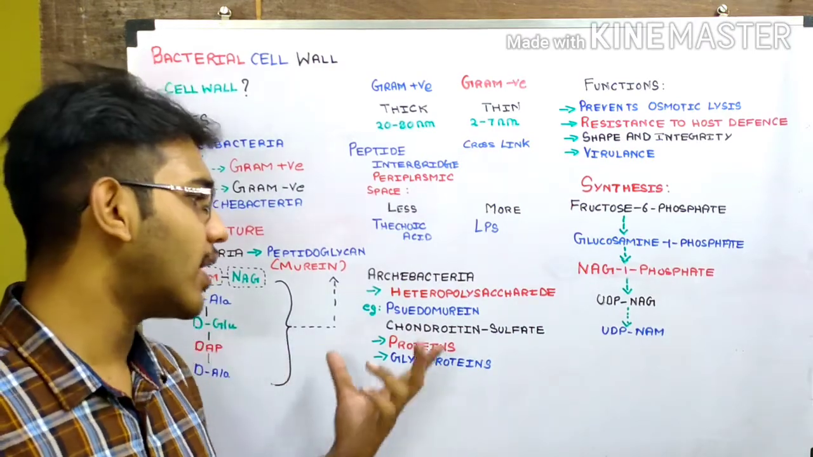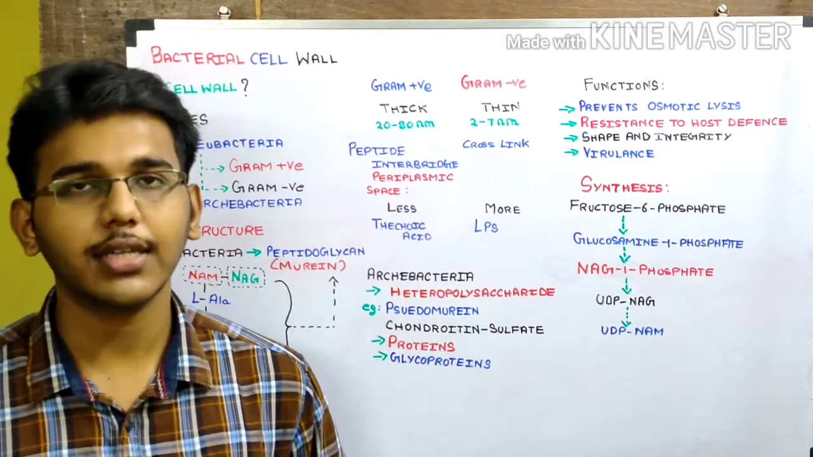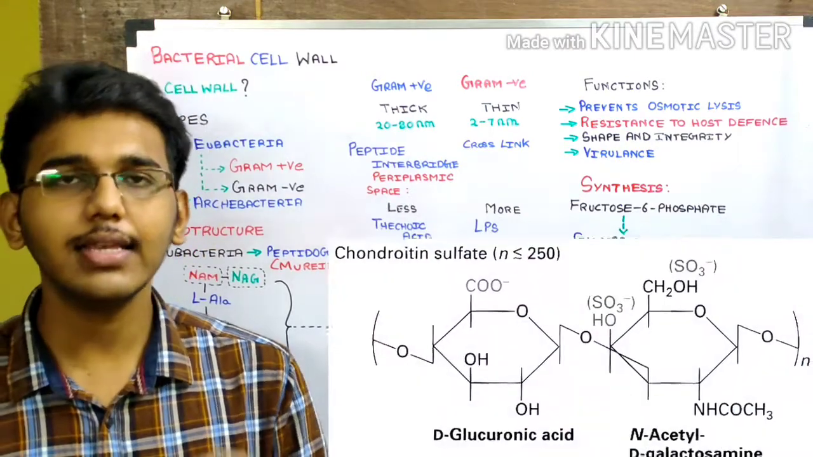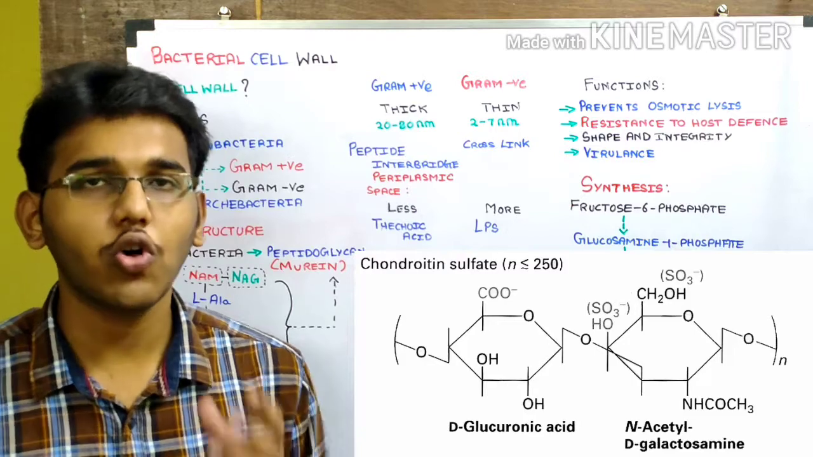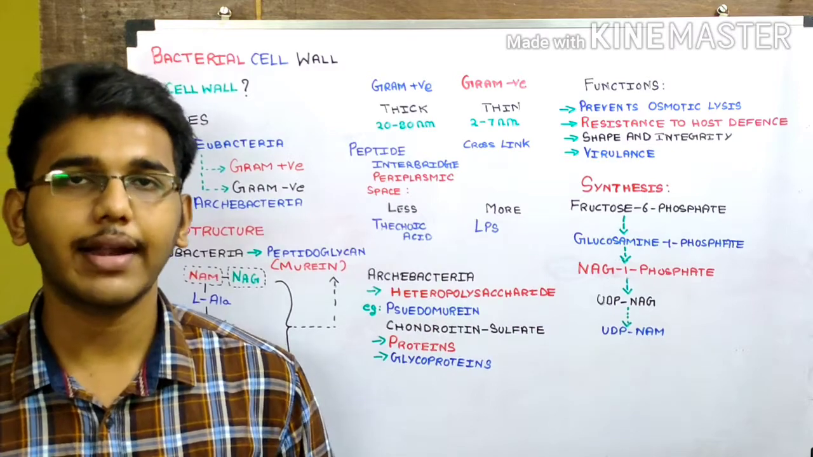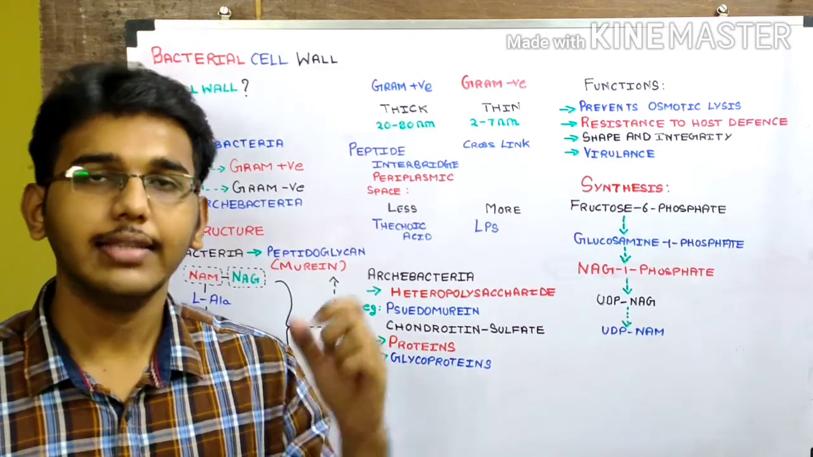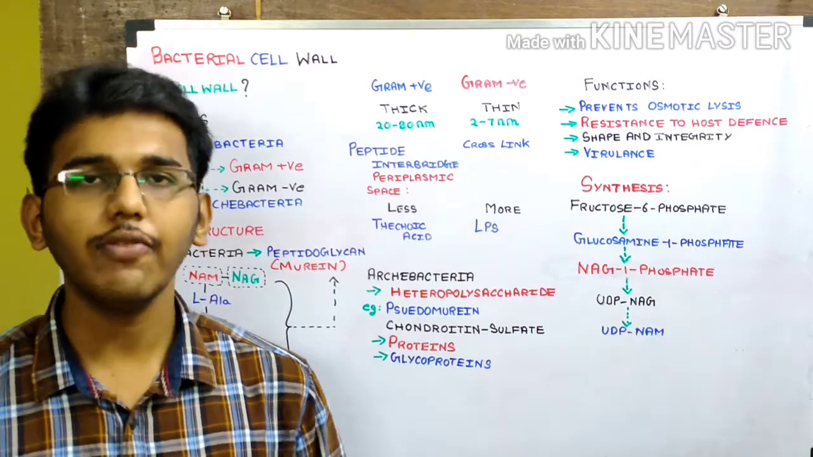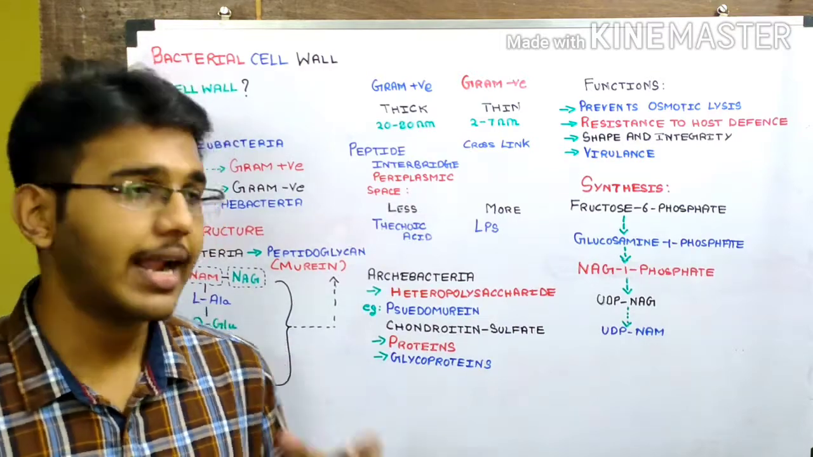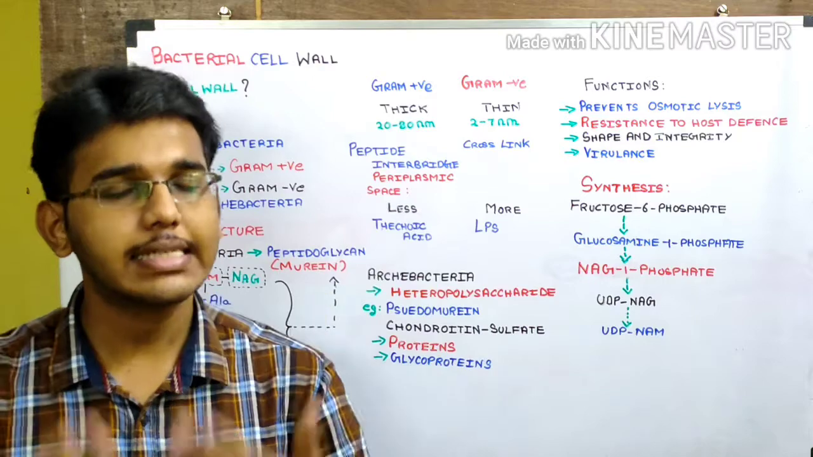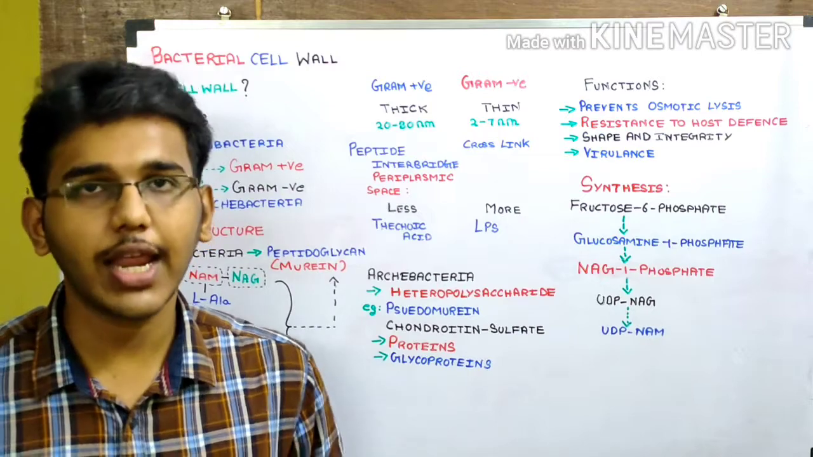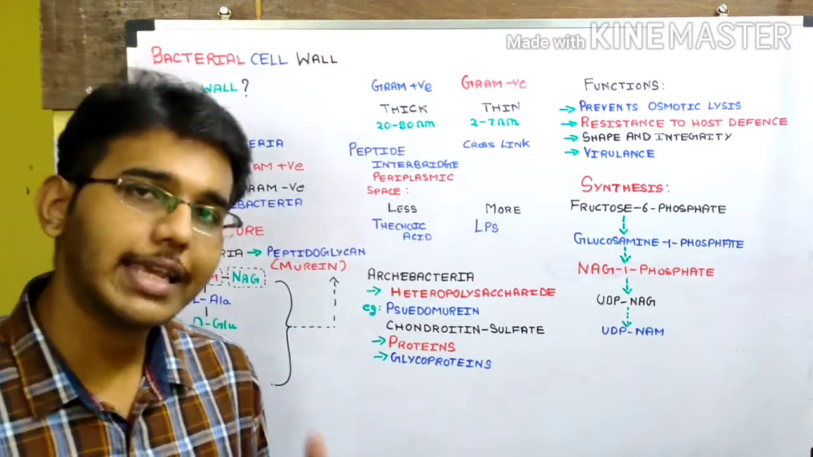And next we have the chondroitin sulfate heteropolysaccharide. This chondroitin sulfate is made up of glucuronic acid and N-acetyl galactosamine. This N-acetyl galactosamine is sulfated, so it is called chondroitin sulfate. It is found abundantly in the extracellular matrix of human cartilage, and it is found in the cell wall of Halococcus bacteria, that is, halophiles, which live in extreme salt conditions. And next we have the protein and glycoprotein made cell walls. These two types of cell wall are present in thermophilic bacteria, which live in extreme temperature conditions. So that's all about the archaebacterial cell wall.